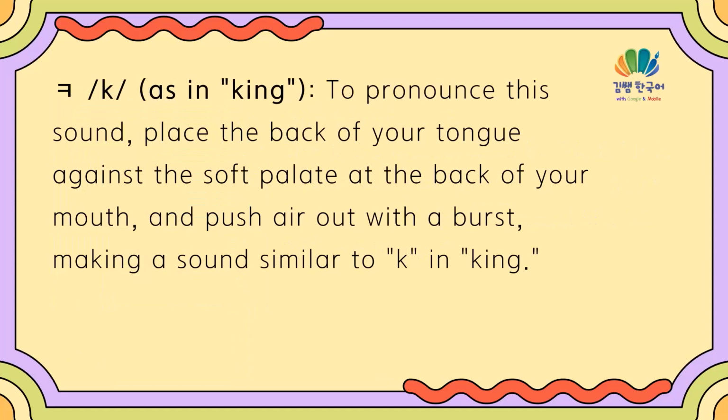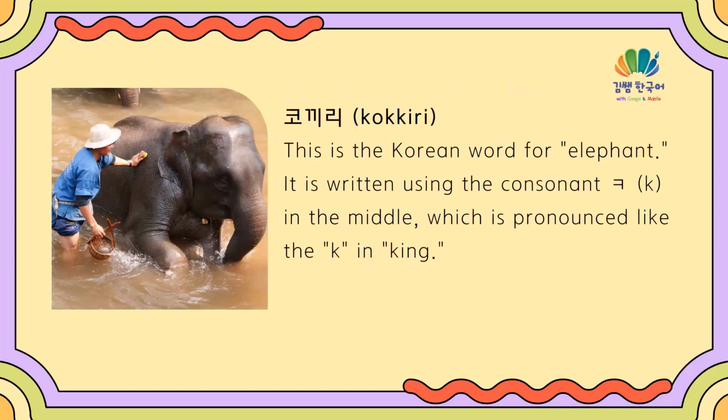기억. K, as in king. To pronounce this sound, place the back of your tongue against the soft palate at the back of your mouth, and push air out with a burst, making a sound similar to K in king. 코끼리. This is the Korean word for elephant. It is written using the consonant 기읒, K, in the middle, which is pronounced like the K.